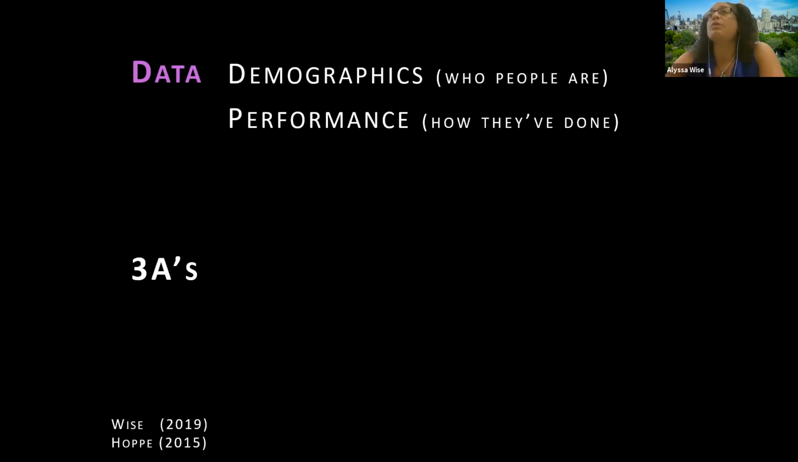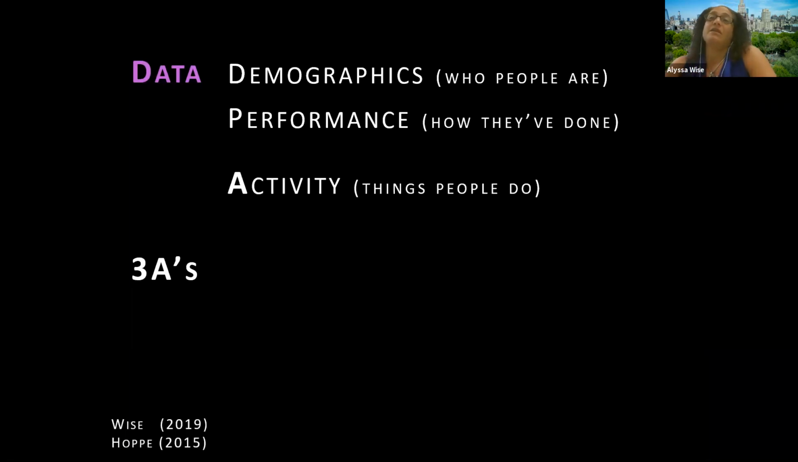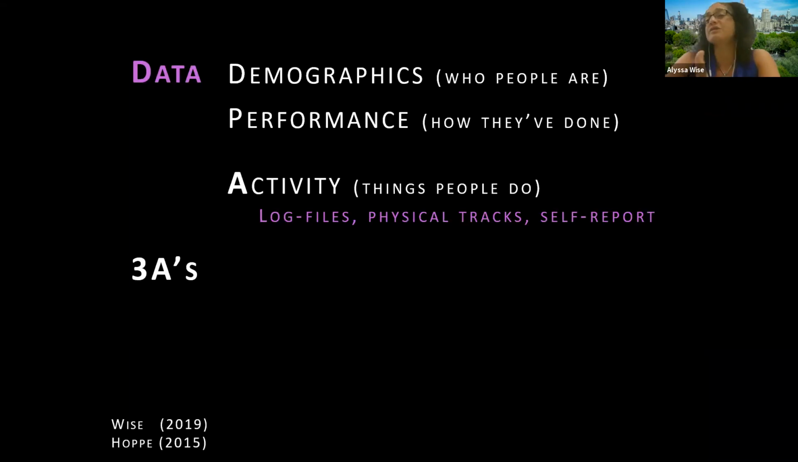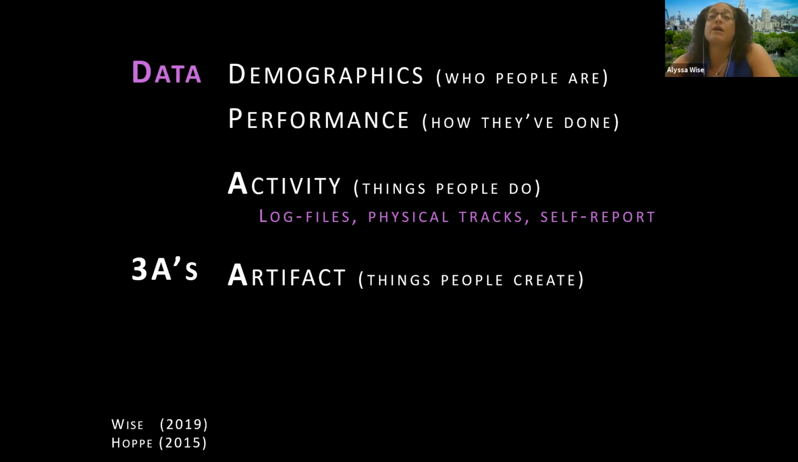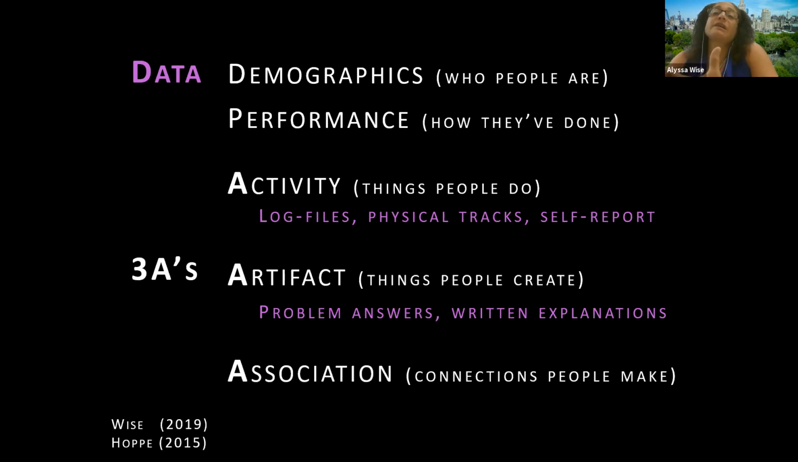So when we think about data, there's certainly data that's been around for a while about who people are and how they've done. But when we think about learning analytics data, there's three kinds we try to look for. And this was Ulrich Hoff, who first called them the 3 A's, which as someone whose name starts with A, I like quite a bit. Activity, things people do. Log files, physical traces, things they tell us. Artifacts, things people create. This might be problem answers, written explanations. This is an area in which we're using a lot of natural language processing. And finally, association, connections people make with other people, with artifacts online, with objects in the real world.